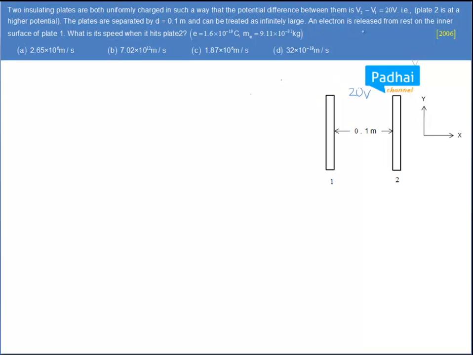An electron is released from rest on the inner surface of plate 1. There is an electron and it is released from here. What is the speed when it hits plate 2?